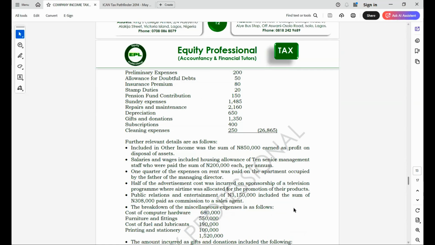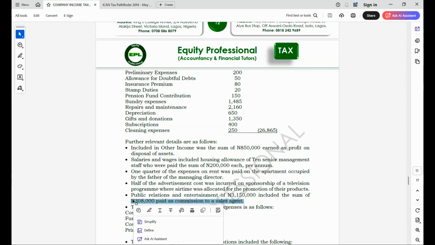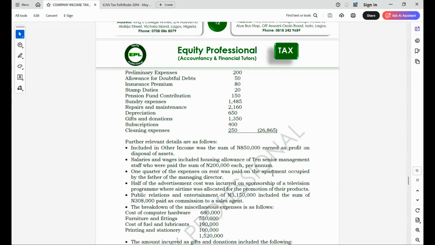We also have public relation and entertainment of 315, included in the sum of 308 paid as commission to sales agents, salesmen. After receiving their salary, they also give them a commission for making sales. So this commission is also an allowable expense. So the total public relation and entertainment is also allowable.